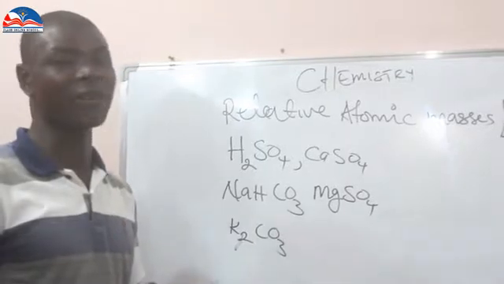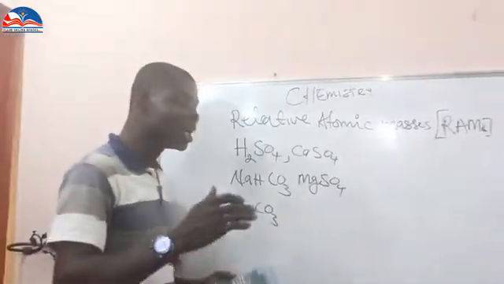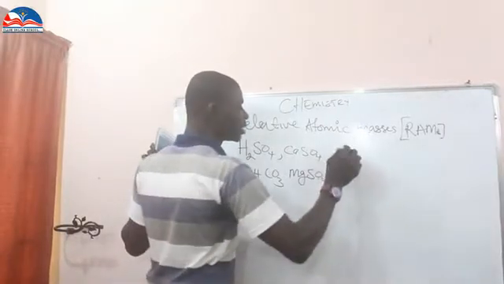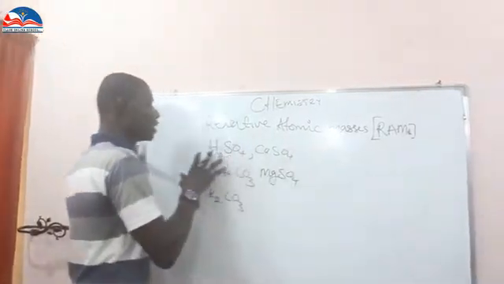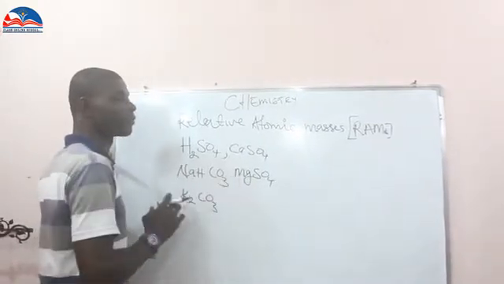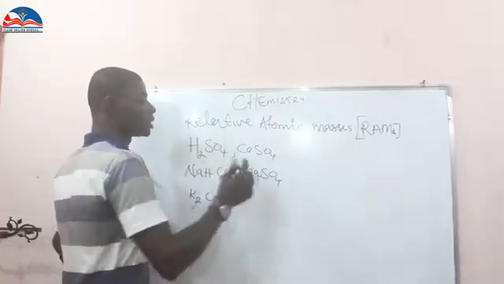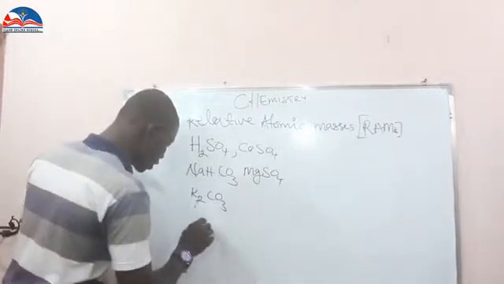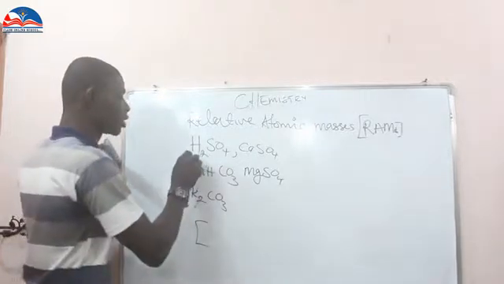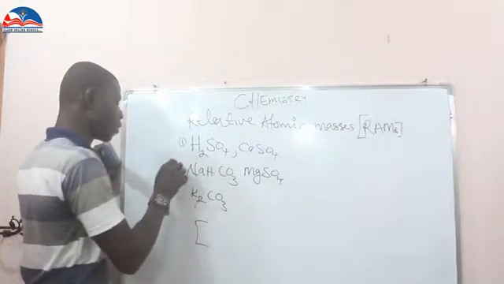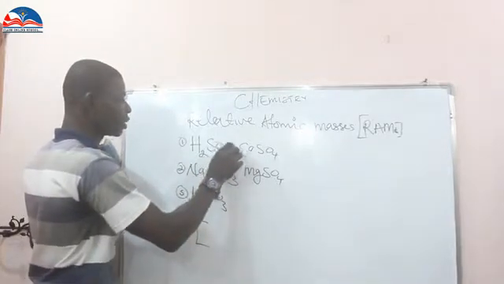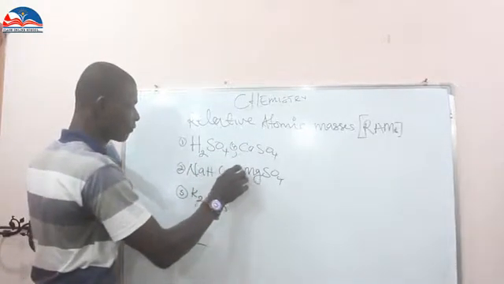Now, if I want to simplify this for you, in some cases they will give you the atomic masses of the elements involved. In some places, they will put brackets. They will put brackets if they ask you to calculate the relative atomic mass. Let us just take number 1, number 2, number 3, number 4, and number 5.